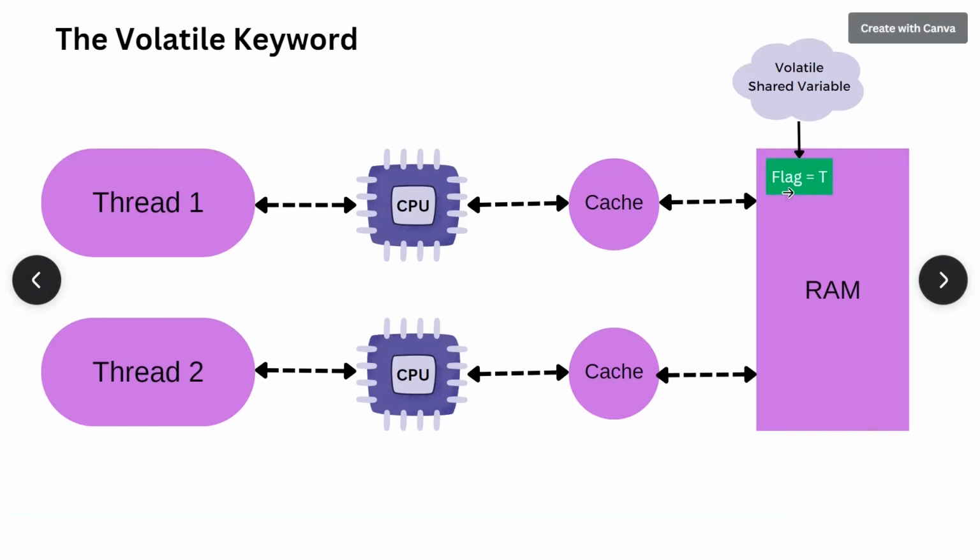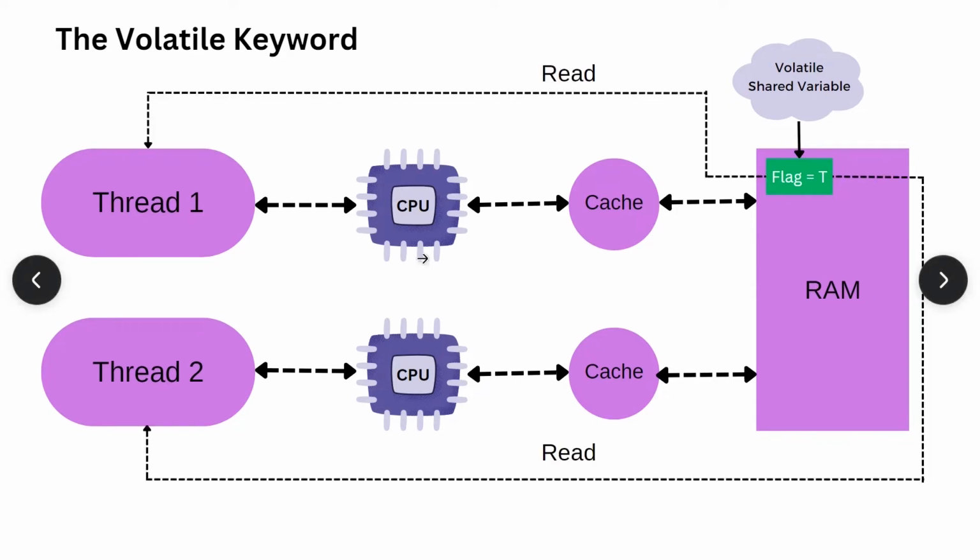So if we declare the same variable as volatile, that is volatile boolean flag equals true, now these threads no longer read it from the cache or from the local copy; they directly read it from the main memory. As a result, if thread 2 changes this flag to false, thread 1 will have access to it, right?